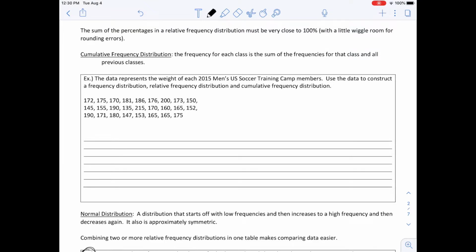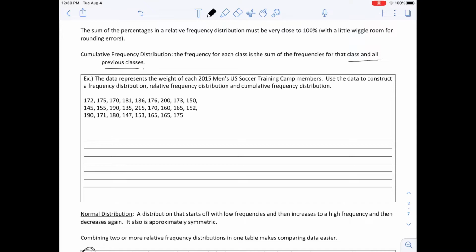There's a little bit of a possibility that you might be off by maybe 99 or 101, and this is just due to rounding errors. The next definition we have is a cumulative frequency distribution, and this is the frequency for each class: the sum of the frequencies for that class and all previous classes that we have.